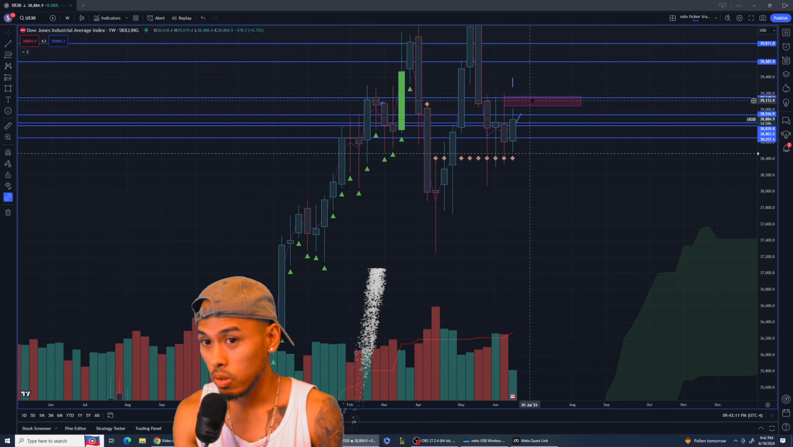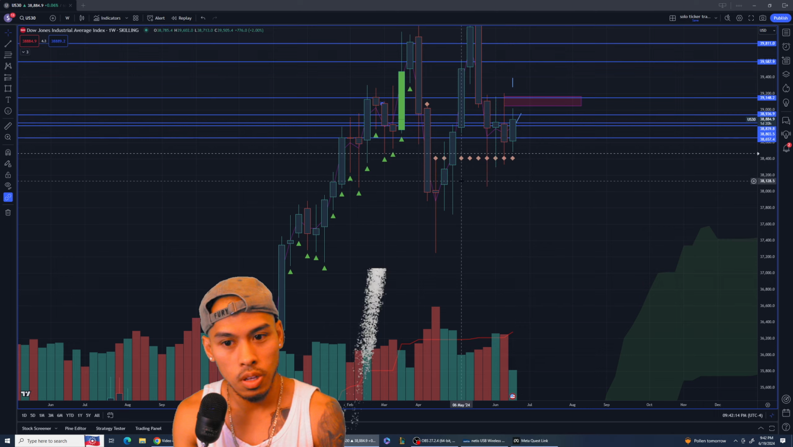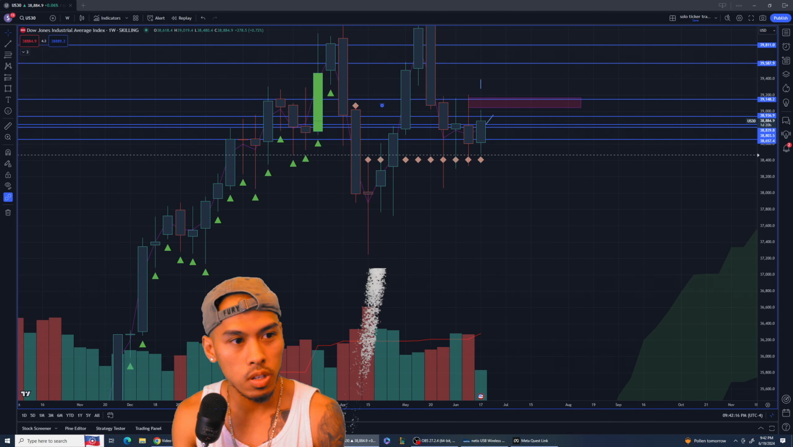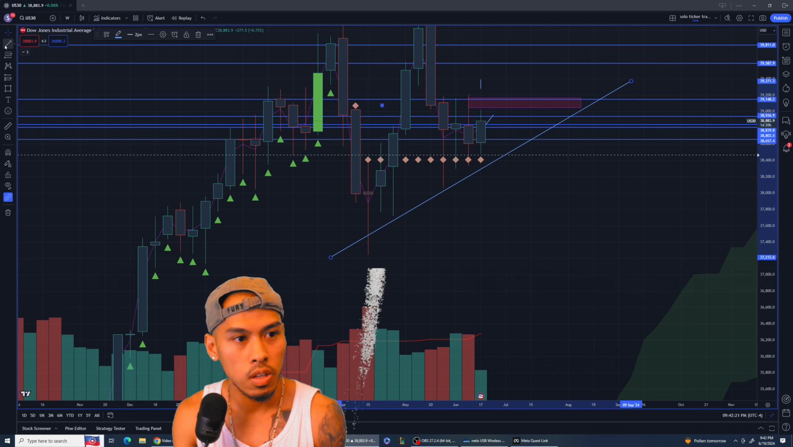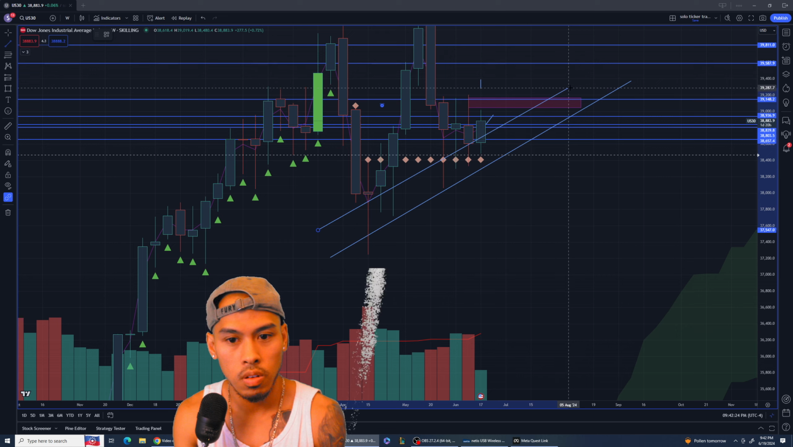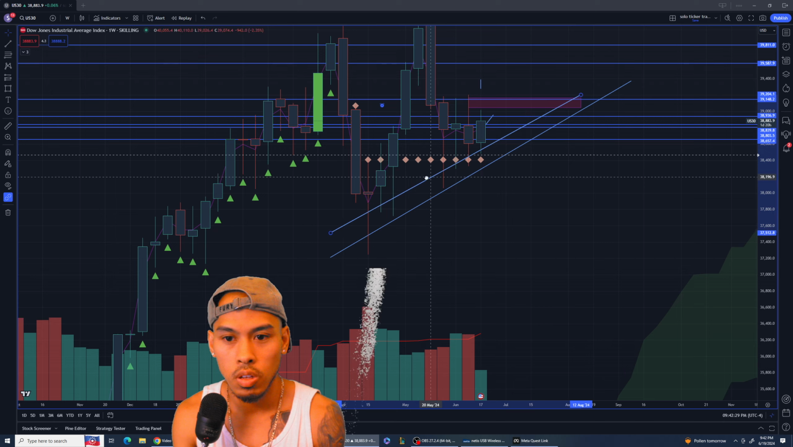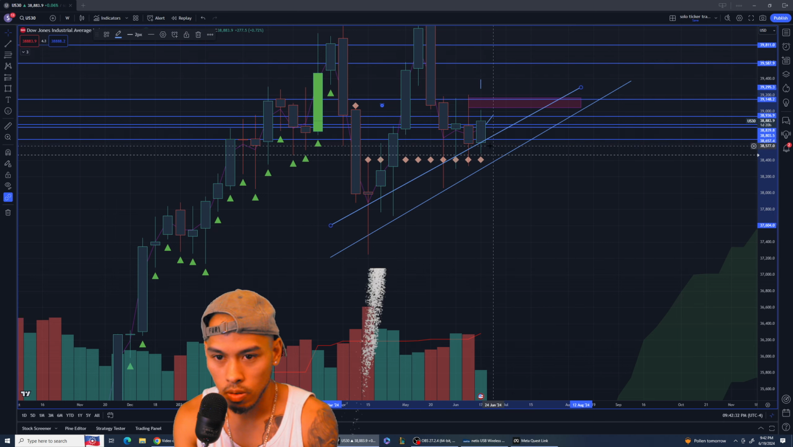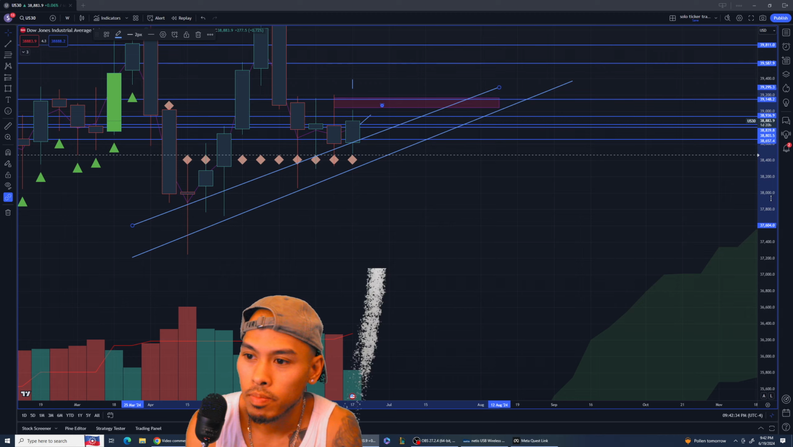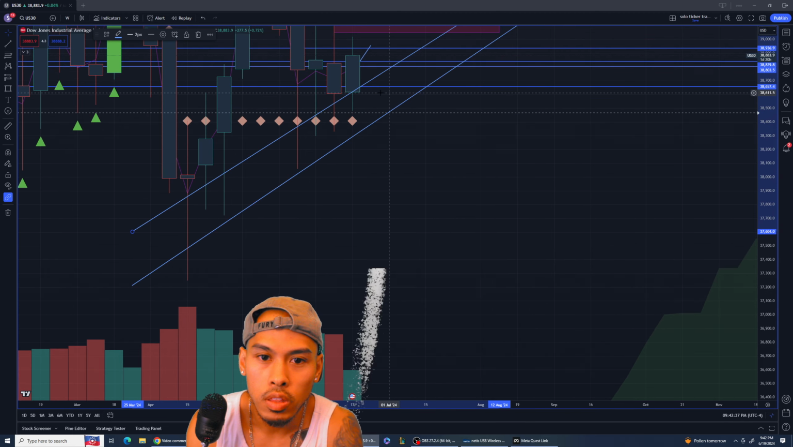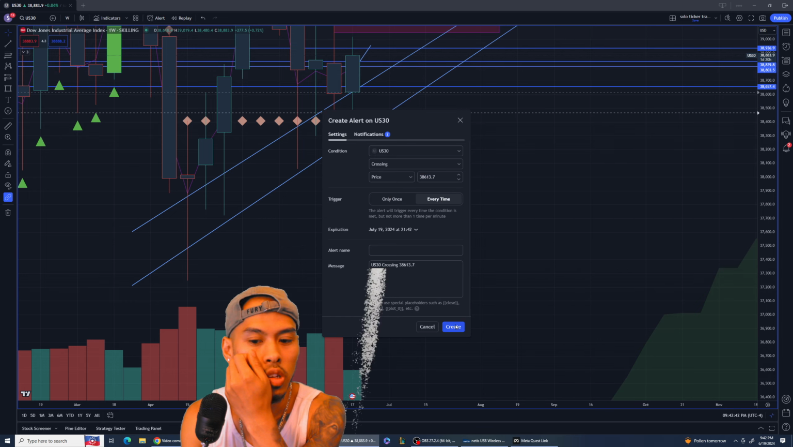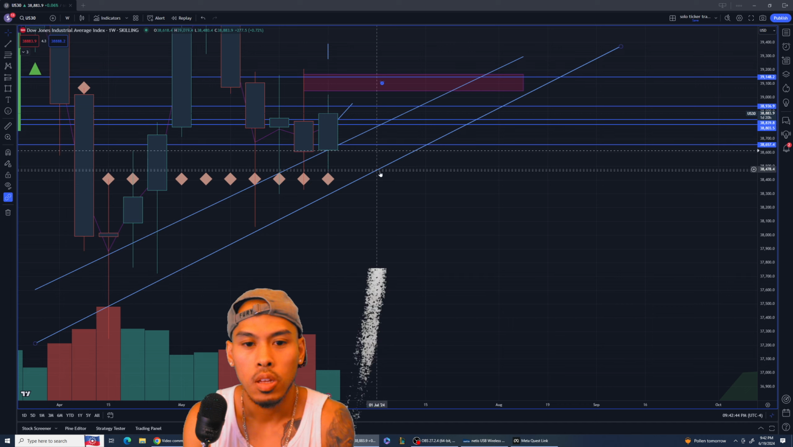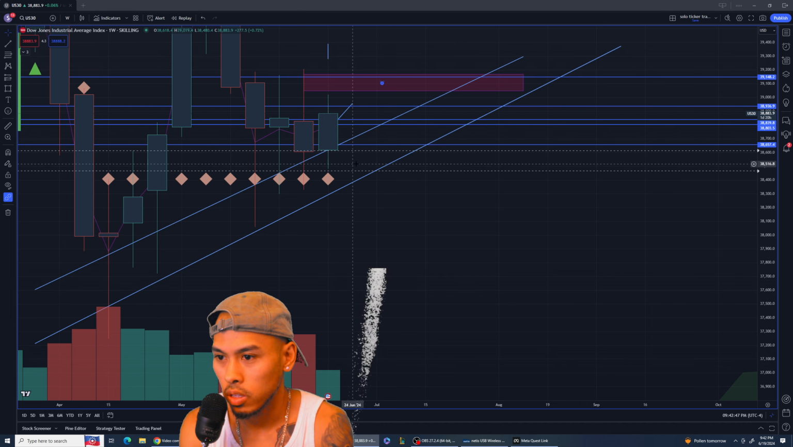For next week, it might not go this week. For next week, though, see how the marketplace in these wicks right here. So right here, this zone is where I'd be looking to buy if I'm still bullish. Look for a wick down. I'm gonna set an alert right there, so I can watch what it does. We could catch a wick.